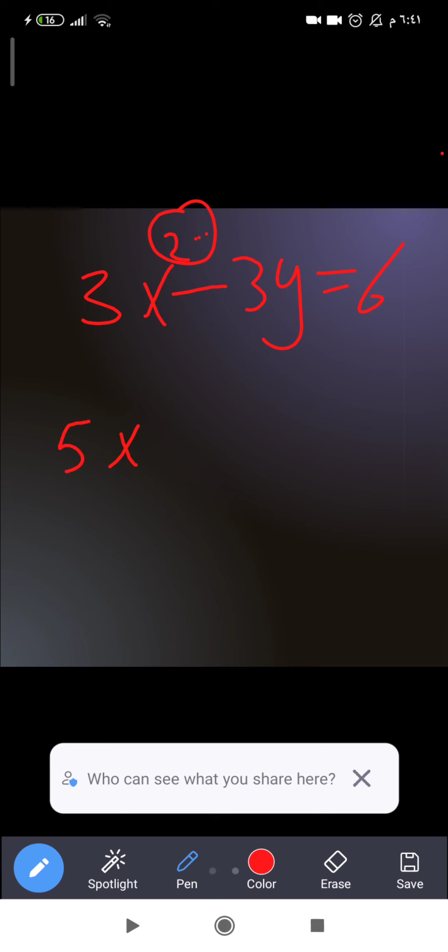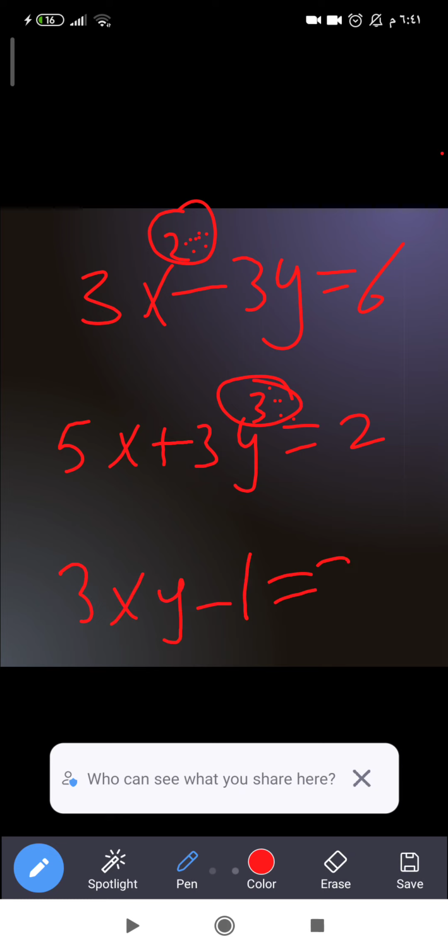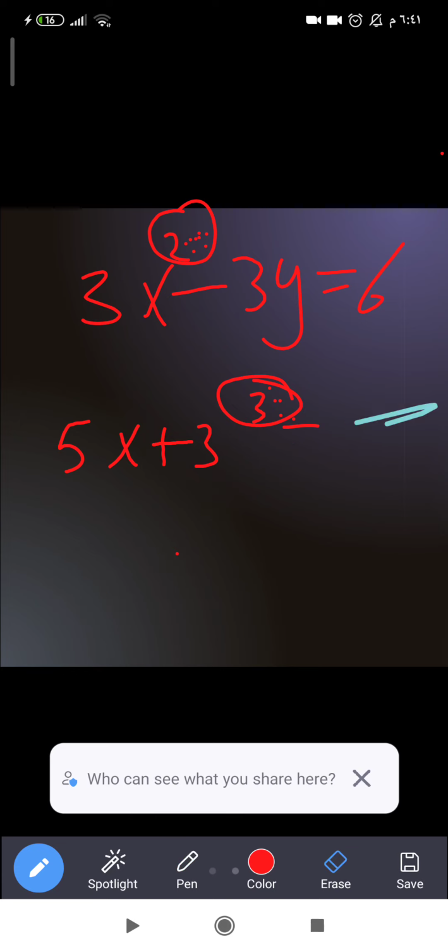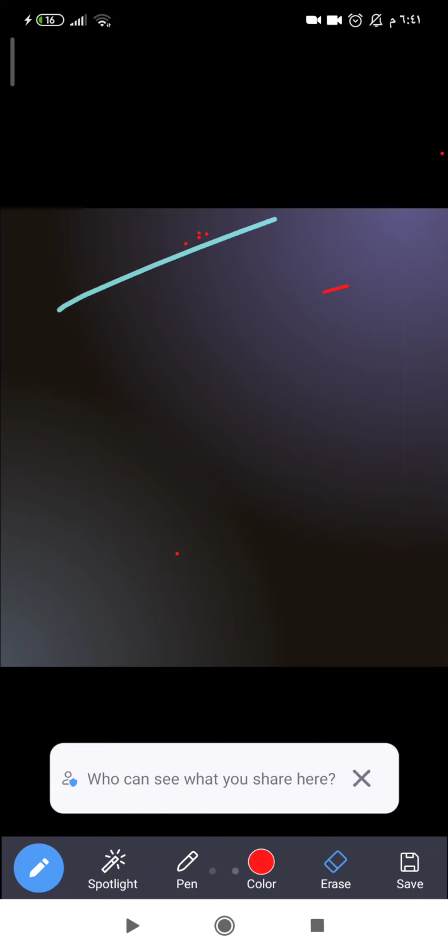5x plus 3y cubed equals 2 is not linear because, look, we have exponents 2 and 3. 3xy minus 1 equals 3 is not linear because there is multiplication between the variables there. All this makes the equations not linear.